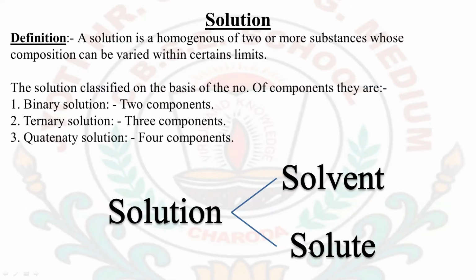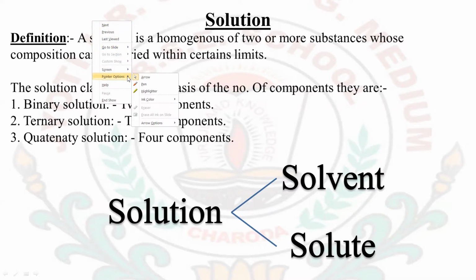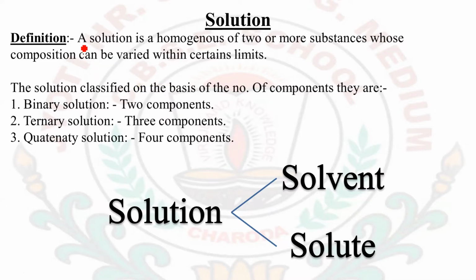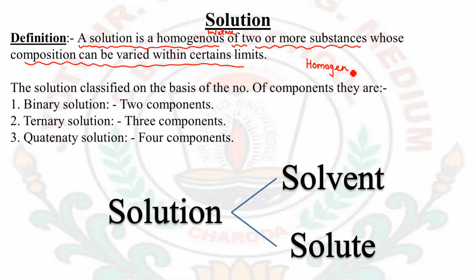So what is a solution? The definition can be given as: a solution is a homogeneous mixture of two or more substances whose composition can be varied within certain limits. So what is a solution? A solution is a homogeneous mixture.